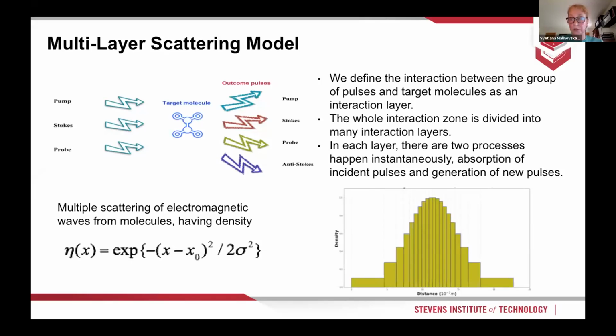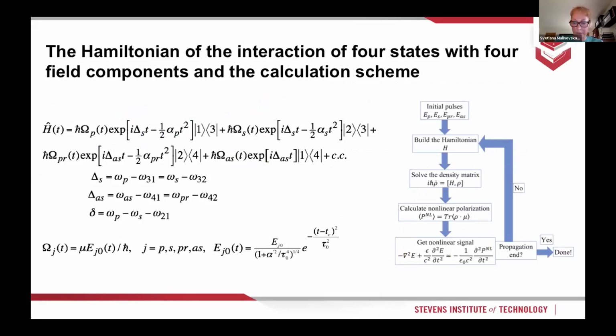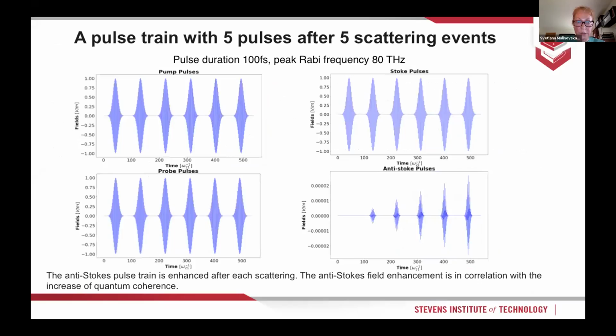And this could be done using shaping of the pulses, which would maximize vibrational coherence, as I showed in the full level picture previously. So there is some technical slide. Bottom line on this fourth anti-Stokes component: it demonstrates that the anti-Stokes component of the field, which is propagating in the backward direction, is being enhanced from one scattering event to the next one.